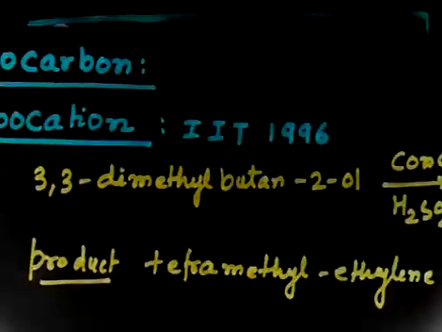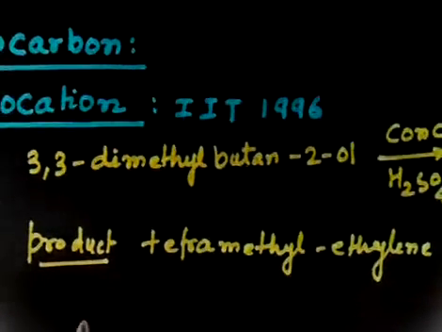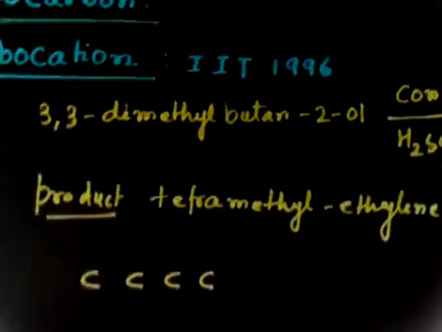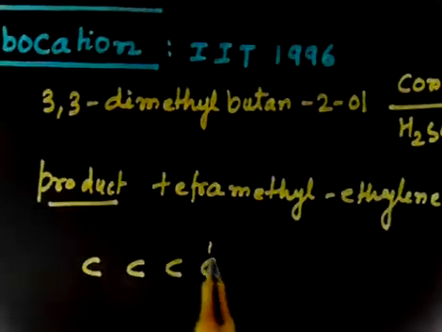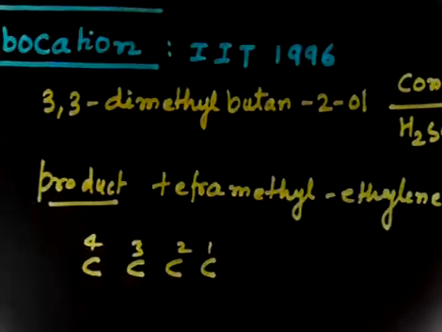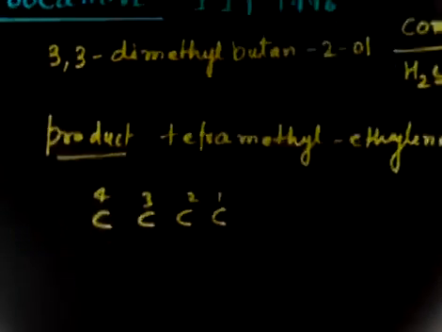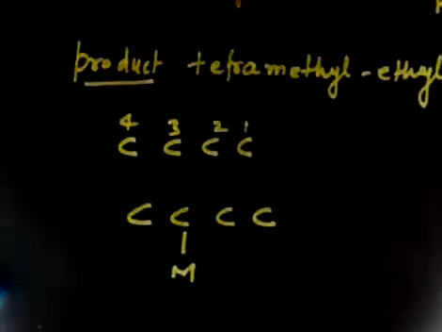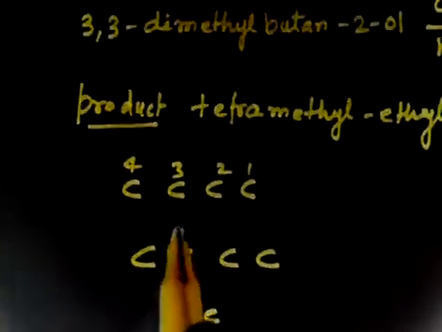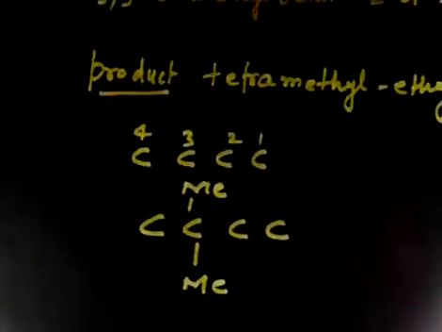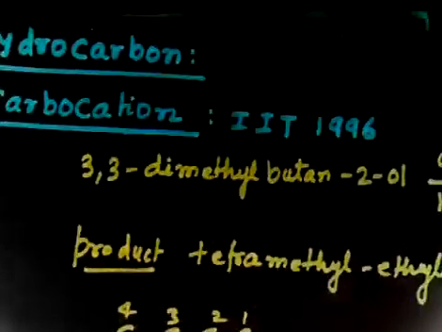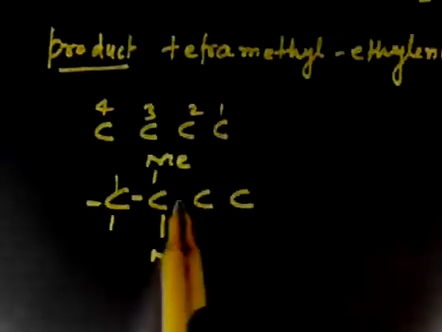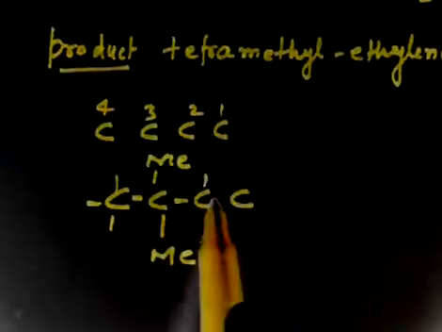So 3,3-dimethyl-butan-2-ol. I think all of you can write. So you have butane, that is 4 carbons, 1, 2, 3, 4. And at position number 3 you have 2 methyl groups. So 3,3-dimethyl and butan-2-ol. At position number 2 you have an OH group.